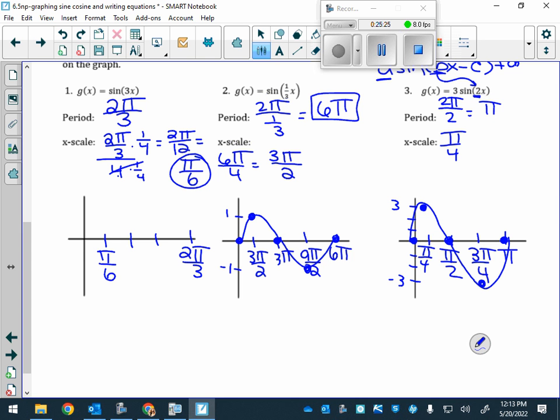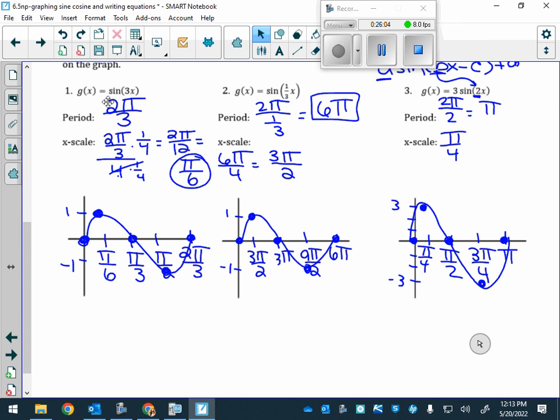So after pi over 6, what came next? John? Pi over 3, and then? Excellent. What is my midline? 0. Amplitude? Good. And where do I start? 0, and then, and then, and then 0. Good. So it follows the same trend over and over again.